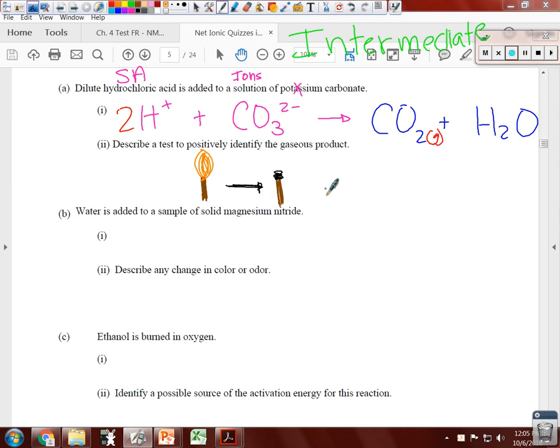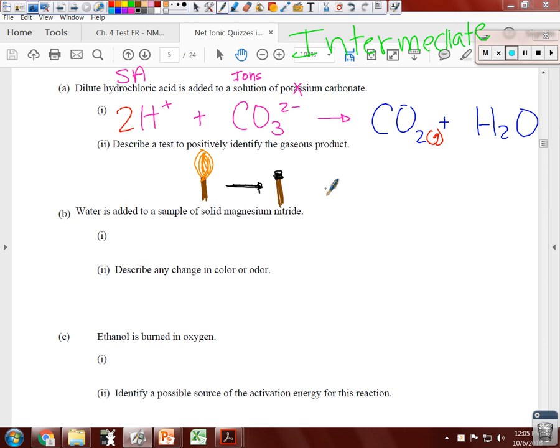So, this is what it says. Listen, this is what it says. You don't have to get this technical. It says a glowing splint, which is nothing more than a match or a piece of wood on fire, will be extinguished in the presence of carbon dioxide. So literally, if you put in a match, it will go out.